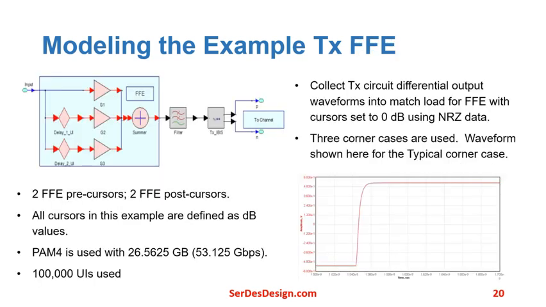Modeling the example transmit FFE. This example is based on defining the transmit FFE with 2 precursors and 2 postcursors, each defined as dB values. PAM4 is used with 26.5625 gigabaud with 100,000 UIs used in the simulations. The Tx output filtering characteristic is obtained by collecting the transmit circuit differential output waveforms into a matched load for the FFE with cursors set to 0 dB using NRZ data. 3 corner cases are used. The waveform shown here is for the typical corner case.